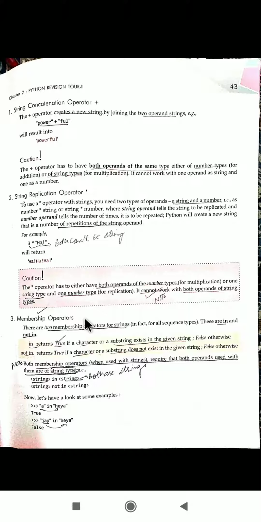Now next is your membership operator. The membership operator is basically used for checking whether something is a part of another string or not. It comes in two types: the in operator and the not in operator. In returns true if that particular character or digit is present inside the string, otherwise it will return false. Not in will return true when the particular string is not a part of the given string, otherwise it will return false. Let us consider a few examples here.